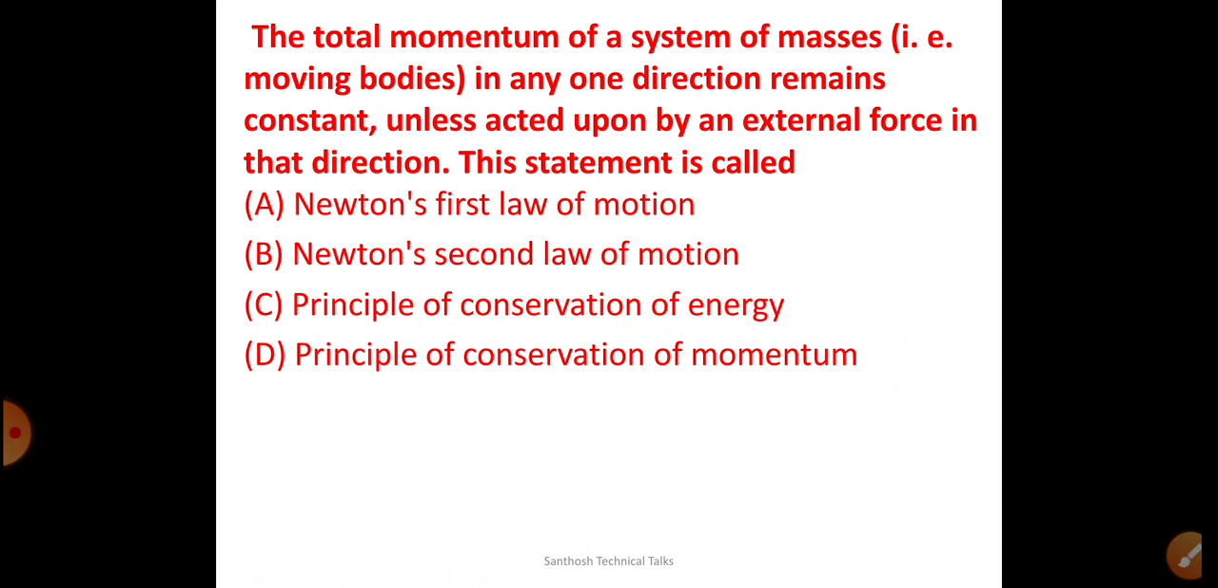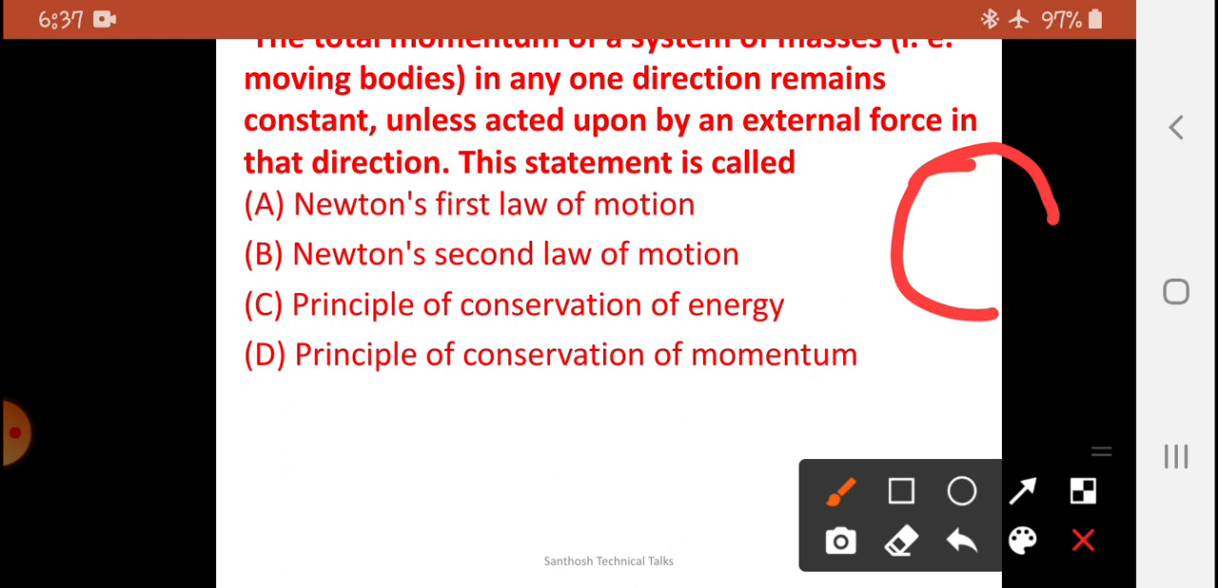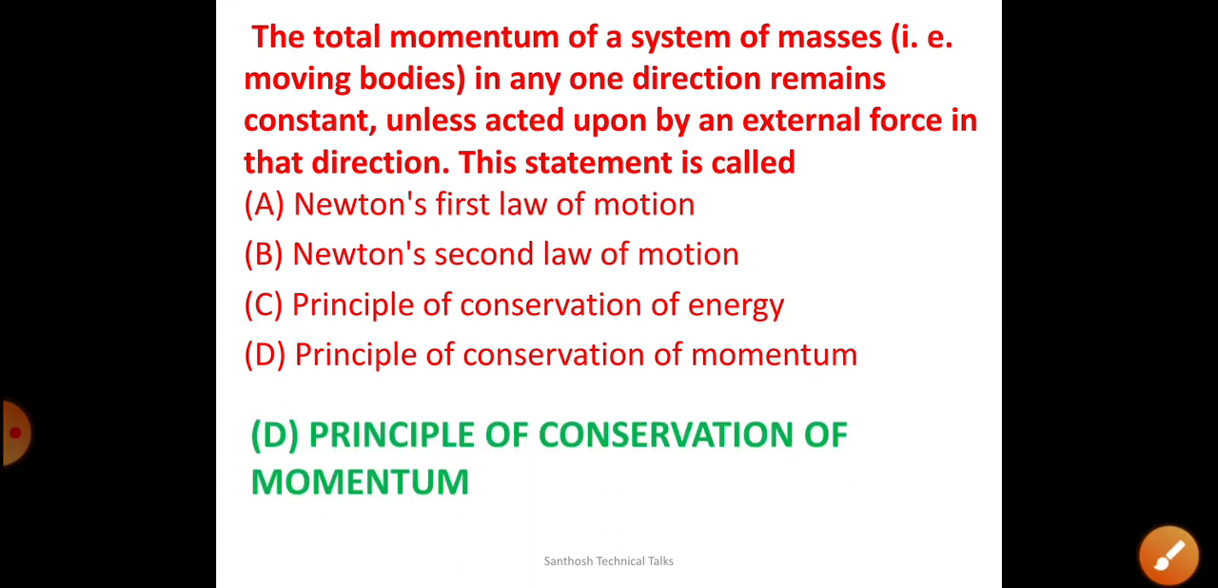This statement is called the principle of conservation of momentum. Let me explain with an example. Let us consider a wheel of a vehicle or a car, or we can take a cycle wheel rim. If you just spin this wheel, until friction or any resistance acts on the wheel, it continuously conserves the momentum. So that is the statement given above. So the answer is the principle of conservation of momentum.